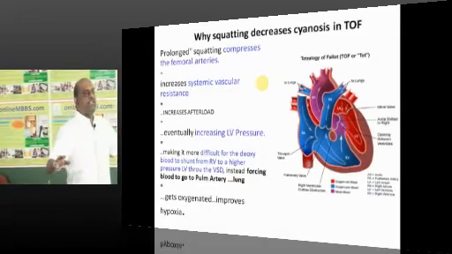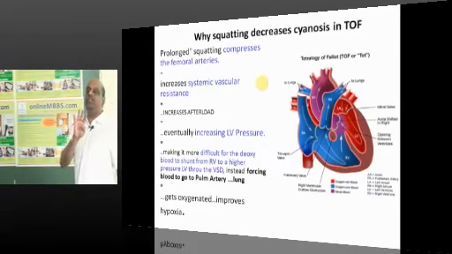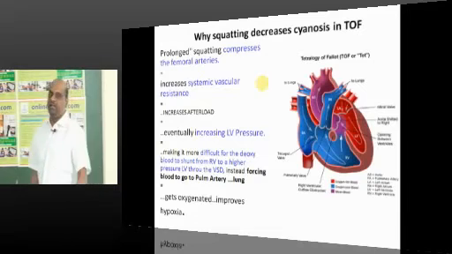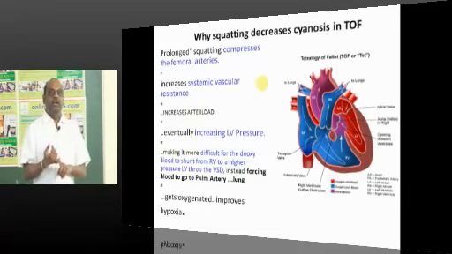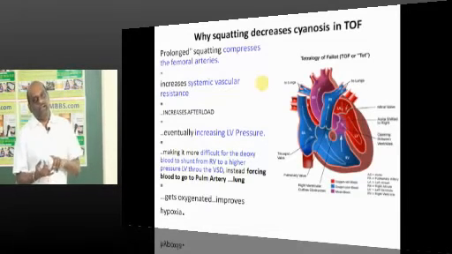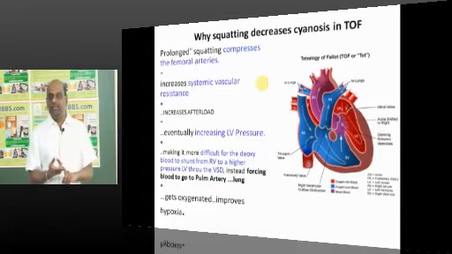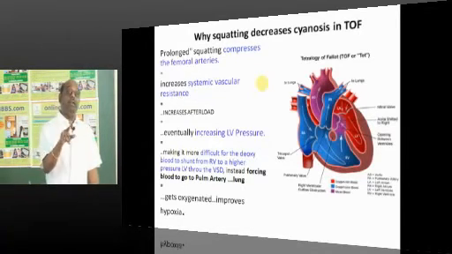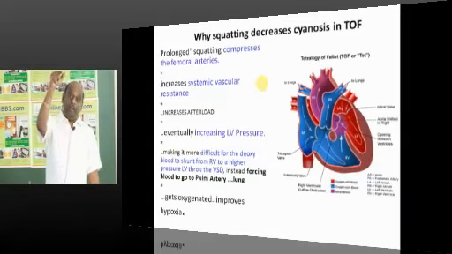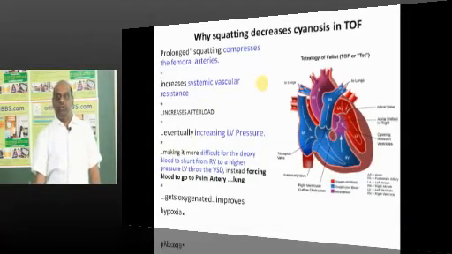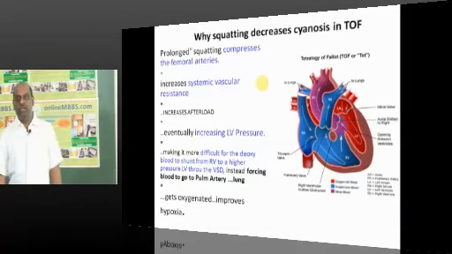Cyanosis which is relieved with squatting. What are the 4 cyanotic heart diseases? I told you, 4 T's. T for tetralogy of Fallot, truncus arteriosus, transposition of great vessels, tricuspid atresia. 4 T's. Even total anomalous pulmonary venous circulation also will lead to cyanosis.